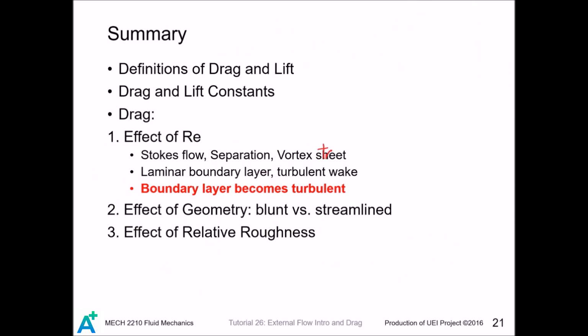In this video, we talk about the definitions of drag and lift, and how to use the drag coefficient. We also talk about some physics about drag. First, we look at the effect of the Reynolds number. In particular, we look at flow over a sphere. We start from the Stokes flow and talk about flow separation, and end at the laminar to turbulent boundary layer transition. And then I give some remarks about the effect of geometry, and then we discuss the effect of surface roughness by looking at the golf ball example.